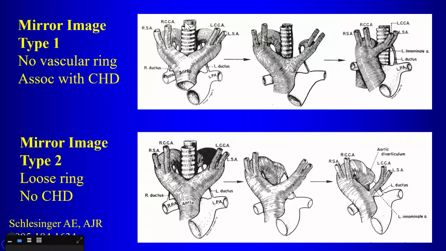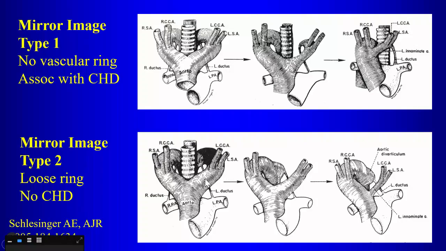So the difference between mirror image type 1 and mirror image type 2 has to do with where the interruption occurs. If the interruption occurs proximal to the ductus arteriosus, they get mirror image type 1, no vascular ring, associated with congenital heart disease. If the interruption occurs just distal here to the ductus arteriosus, that's mirror image type 2, no congenital heart disease, that causes a loose ring.